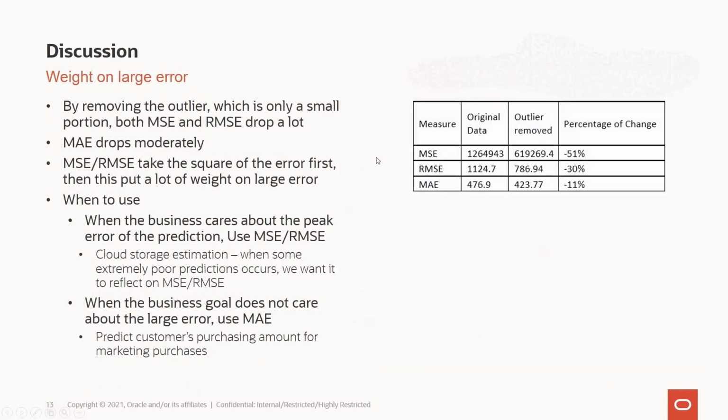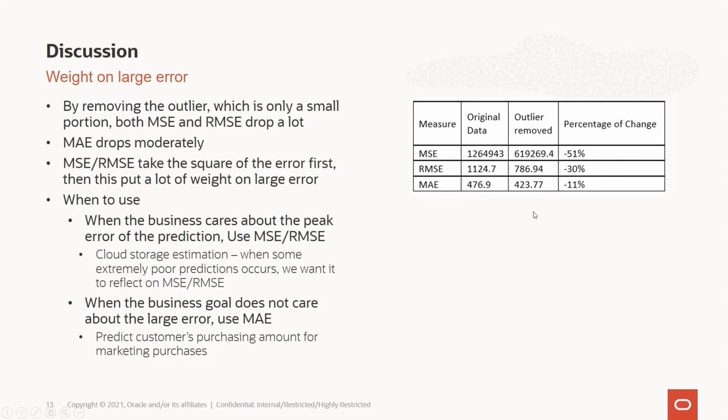By removing them, we can see all the metrics with the original data and after we remove the outliers. We can see that MSE dropped dramatically. Remember, we only removed about 0.5% of the data, but you can see it drops in half, and the RMSE also dropped a lot, like a third. This is a lot. But MAE drops by only 10%. It drops moderately, and the data is still in roughly the same range.